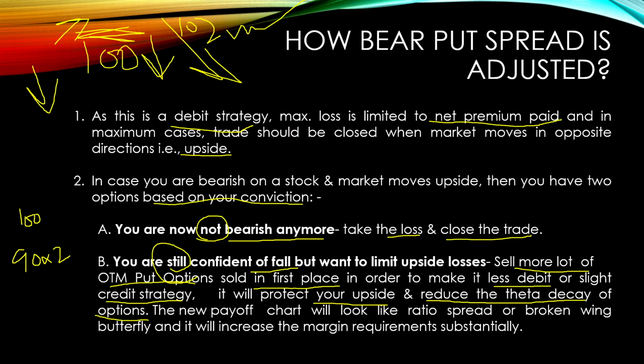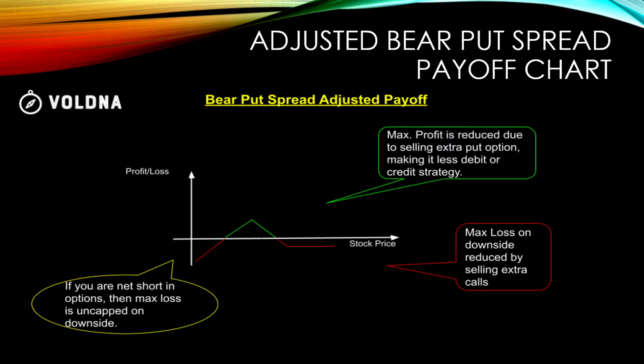The new payoff chart will look like a ratio spread or broken wing butterfly, however it will increase the margin requirement substantially. So what would be the new payoff chart of this adjustment? This will look like this. Your upside losses are reduced, your downside profits are still intact. However, this strategy opens up your downside losses. So in case the stock moves below $90, your strategy will start to lose.